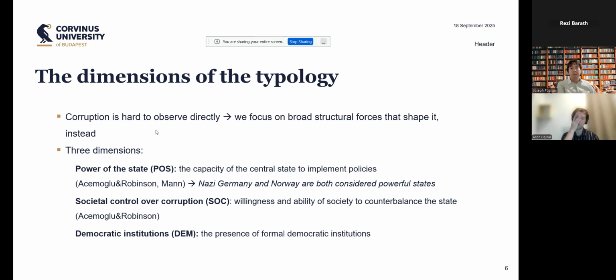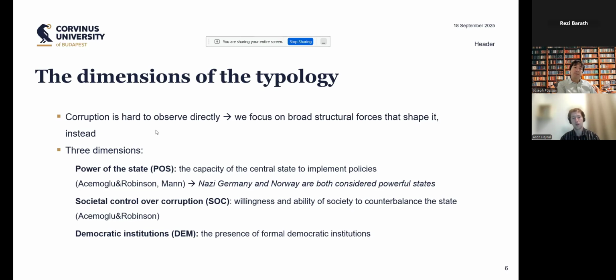We base this on Acemoglu and Robinson's narrow corridor framework, for those of you who are familiar with it. They argued that the emerging kind of state, whether it's an abusive or a good kind of state, depends on the power of the state and on the power of the society. Basically, our first two dimensions reflect this. It's based on this framework.